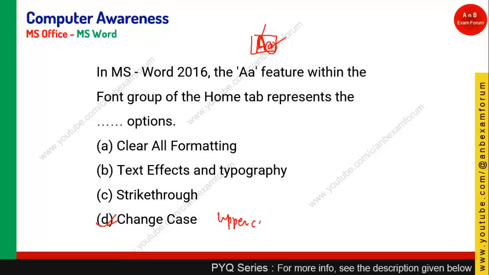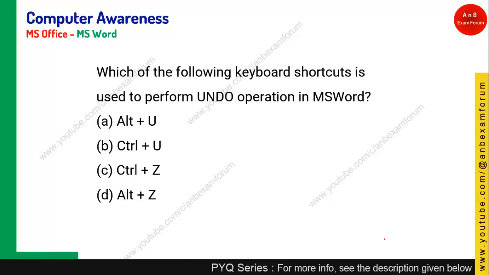Uppercase means capital letter. This is computer science terminology. Capital letters are known as uppercase, whereas small letters are known as lowercase. So for this question, option D is the right answer. Let's see the next question.